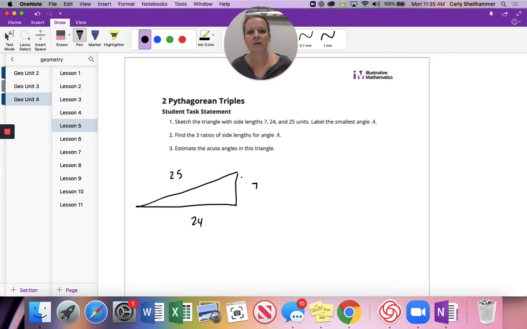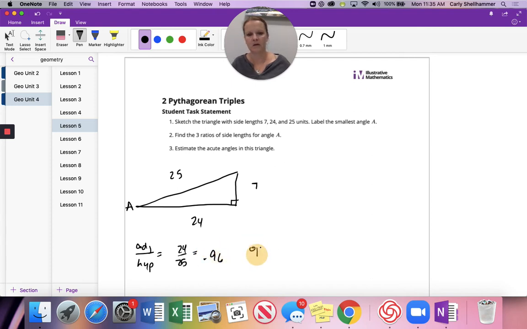Sketch a triangle with those sides. Label the smallest angle A. This one is my 90. What's next? Find the three ratios of the side lengths for angle A. So we're going to do adjacent over hypotenuse. 0.96.